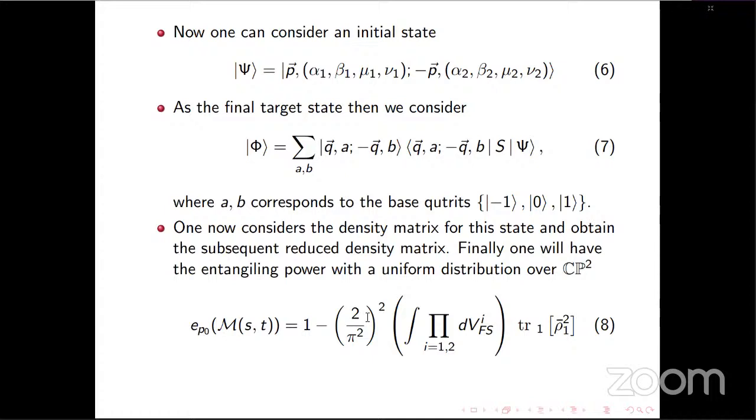It's not just CP2, it's CP2 cross CP2. So that you have this division by two factors of CP2 volume, and an integration over the entire CP2, each copy of the CP2 pi. Now on this EP0, this is essentially a function of MST, which is the scattering amplitude. It's a complicated expression, but it's essentially a function of MST.